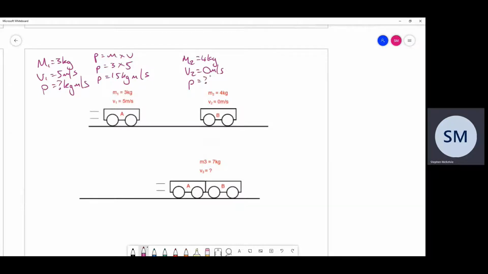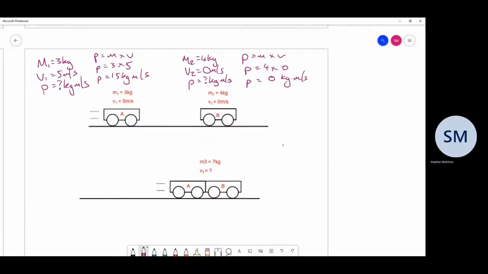Momentum can be worked out. I mean, we know what it is just by looking at it, because 4 times 0 is 0. But we're still going to show our working out so that we don't make any silly mistakes. The total momentum, therefore, will be the momentum of A, 15, plus the momentum of B, 0. My total momentum is 15 kilogram meters per second.